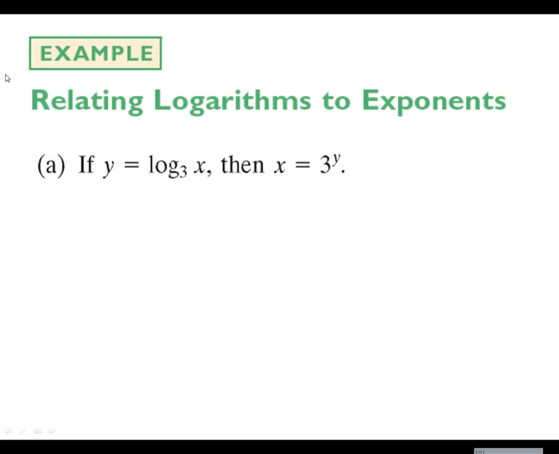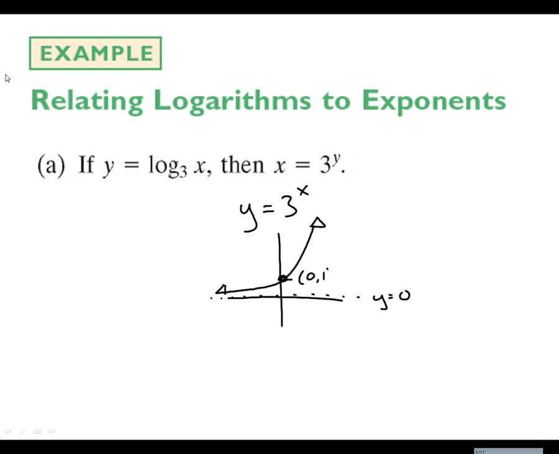Now, notice here, we just got done with exponential functions. The exponential function would have been y equals 3 to the x, which, as we know, looks like this. It has an asymptote at y equals 0. It crosses at (0, 1), and it would have a point at (1, 3).